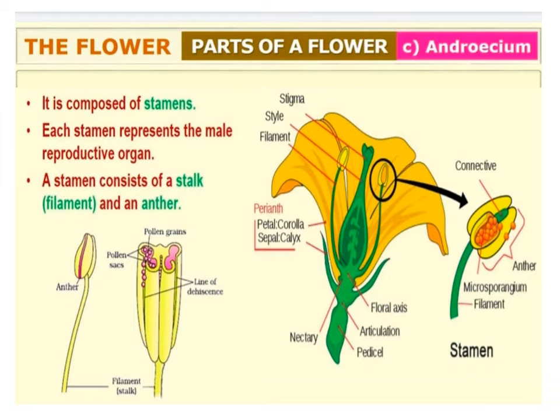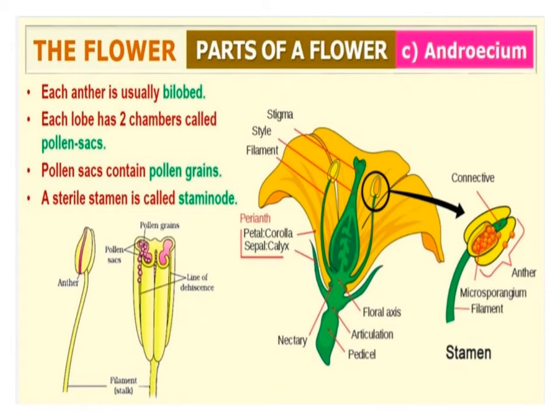Androecium. Androecium is the male reproductive part of the flower. It is composed of one or more stamens. Each stamen consists of a stalk or filament and the anther. Each anther is usually bilobed, and each lobe has two chambers, the pollen sacs, in which pollen grains are produced. A sterile stamen that does not produce pollen grains is called a staminode.